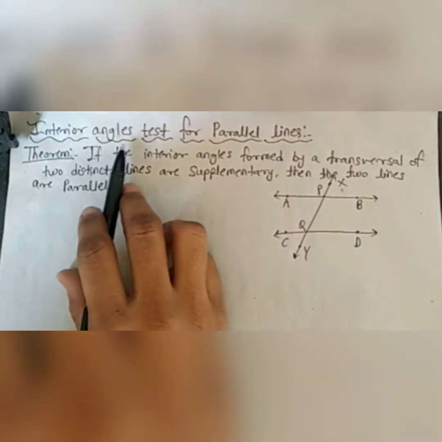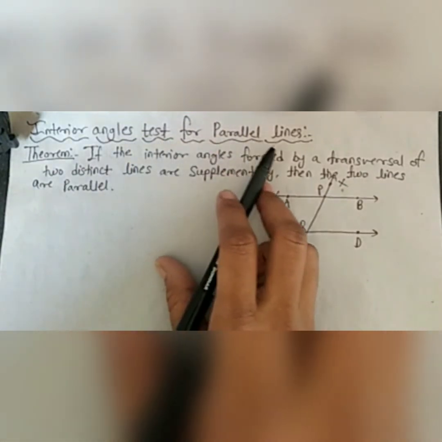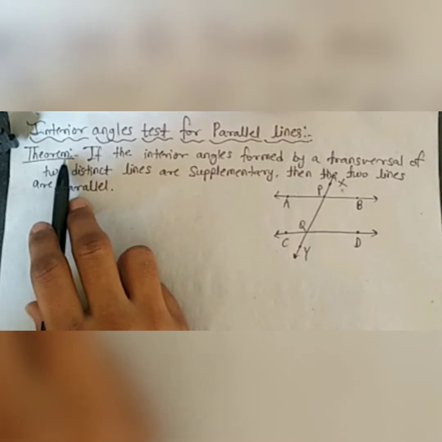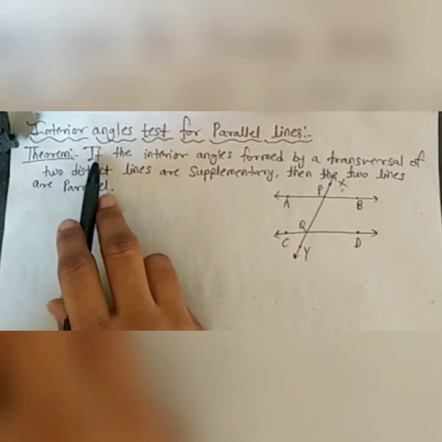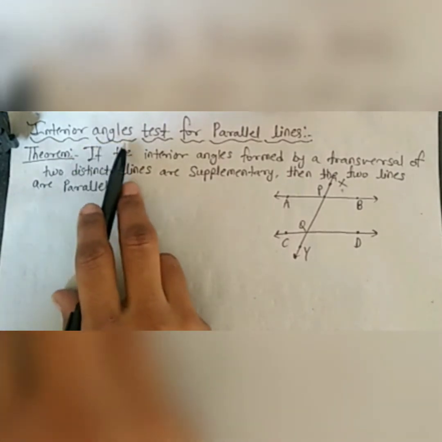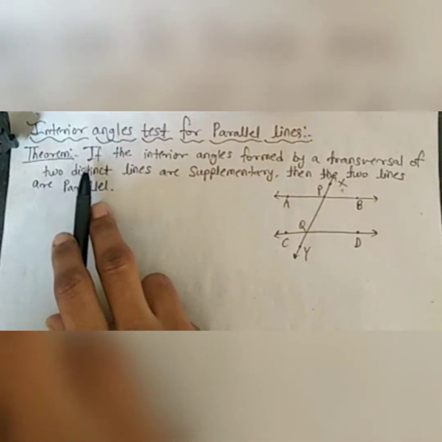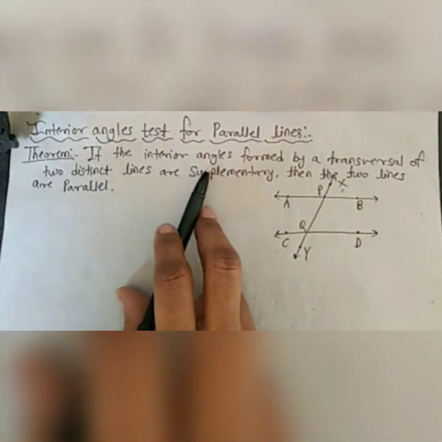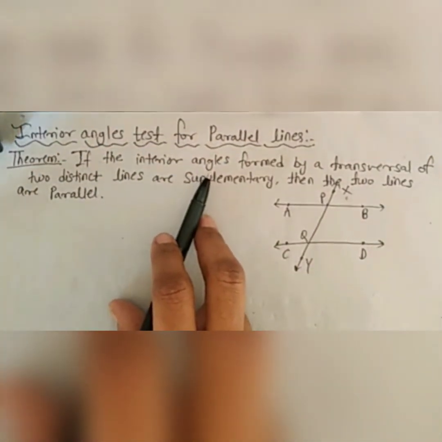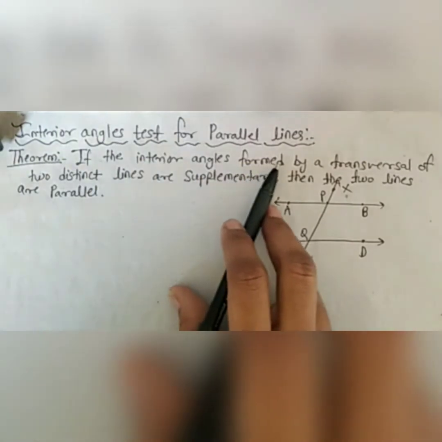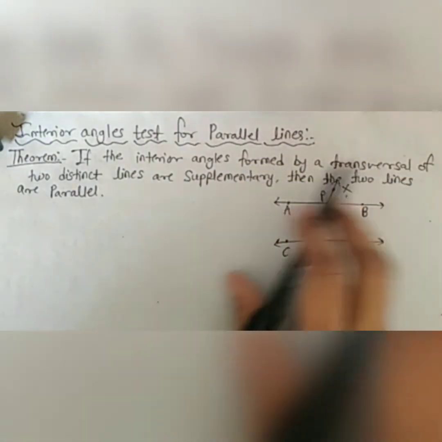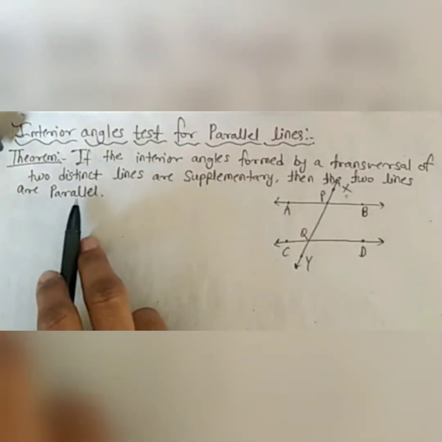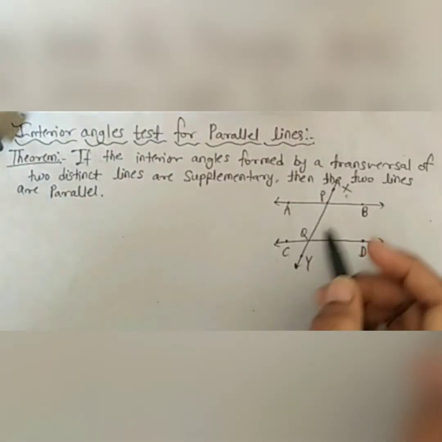Interior angles test for parallel lines. We have a theorem for this. The interior angle test theorem states that if the interior angles formed by a transversal of two distinct lines are supplementary, then the two lines are parallel.